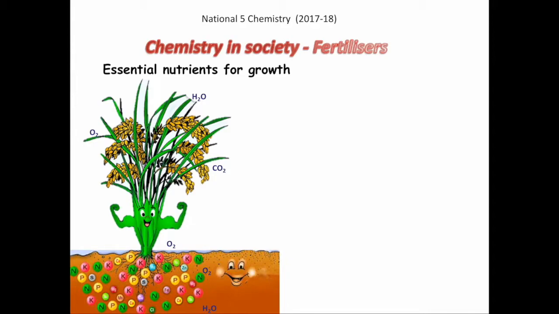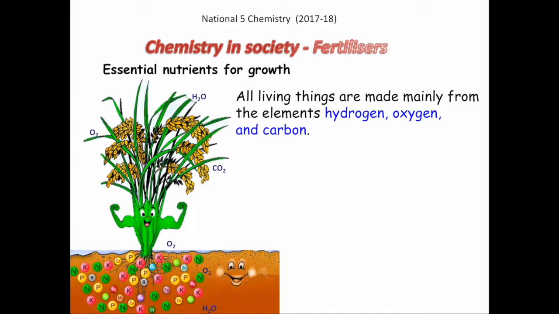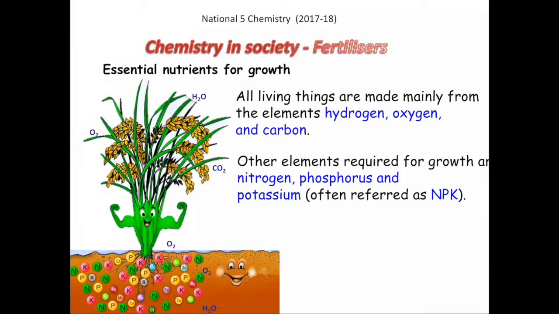Oh, look at this plant. It looks quite happy and healthy as well. Do you know why? Because it's getting all the essential nutrients that it requires for its growth, and it seems to be quite happy with that. We know that all living things are made mainly from the elements hydrogen, oxygen, and carbon. Other elements required for growth are nitrogen, phosphorus, and potassium. These are often referred to as NPK elements.